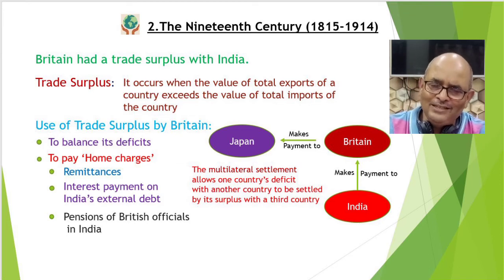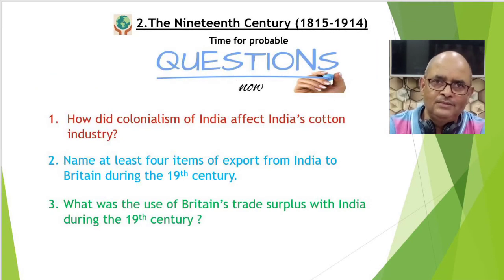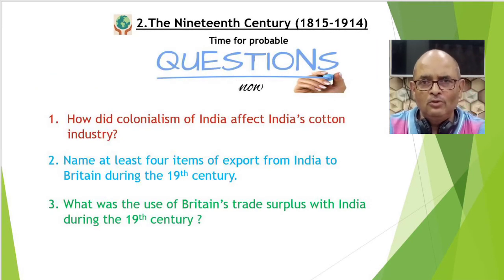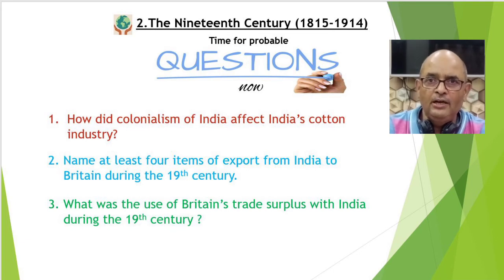With this, let me stop here. Time for probable questions now. 1. How did colonialization of India affect India's cotton industry? 2. Name at least 4 items of export from India to Britain during the 19th century. 3. What was the use of Britain's trade surplus with India during the 19th century?